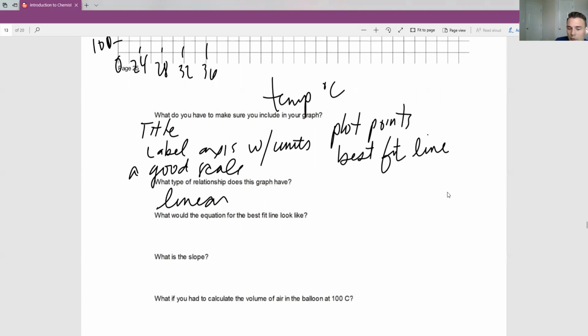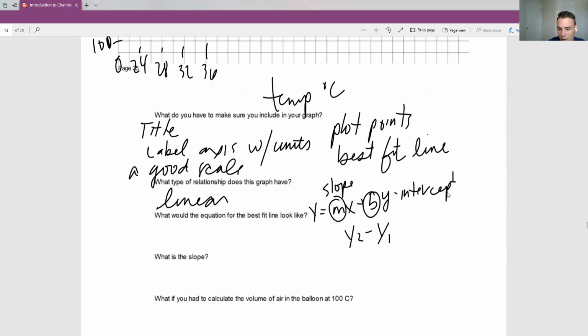What would the equation for the best fit line look like? Well, it's going to be y equals mx plus b. We know m is the slope, b is the y-intercept. To find the slope, we're going to do y2 minus y1 over x2 minus x1.